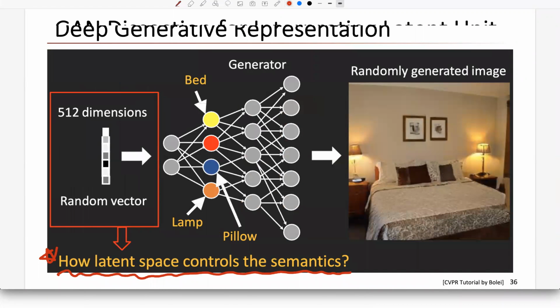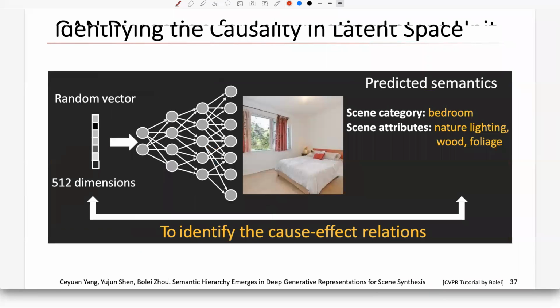Okay, so let me say this is the random latent variable, and the middle one is our generator, right? And we already know each latent unit contains the semantic meaning, and this is the randomly generated image. Then how does latent space control the semantic? How can I understand that? To understand this one, we have to identify the causality in the latent space. What does it mean? Okay, this is the generated image.